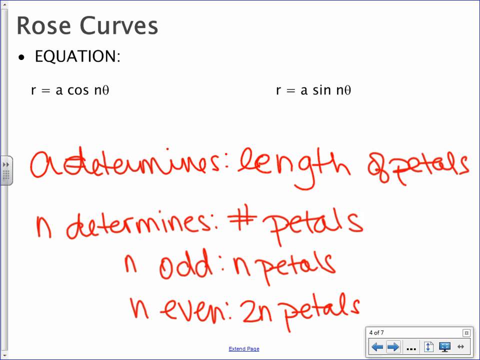Now, everything dealing with A and N, okay, they're going to be the same whether we have sine or cosine. But what's going to be the difference with our rose curves if we have a sine versus a cosine? Okay, the symmetry is going to be different. Our cosine rose curves are going to be symmetric about the horizontal axis. Our sine rose curves are going to be symmetric about the vertical axis.